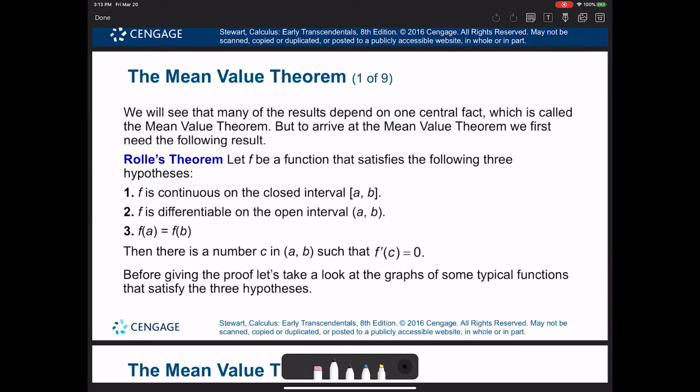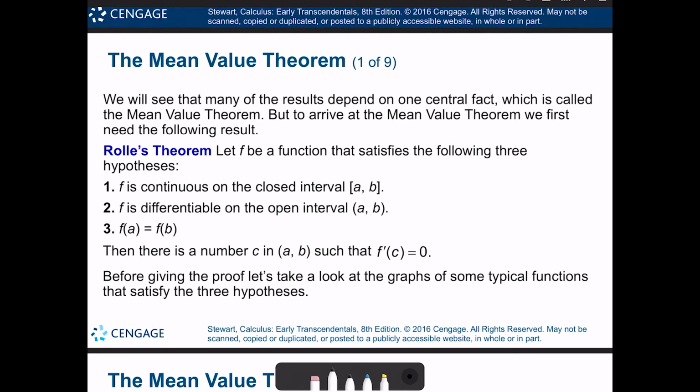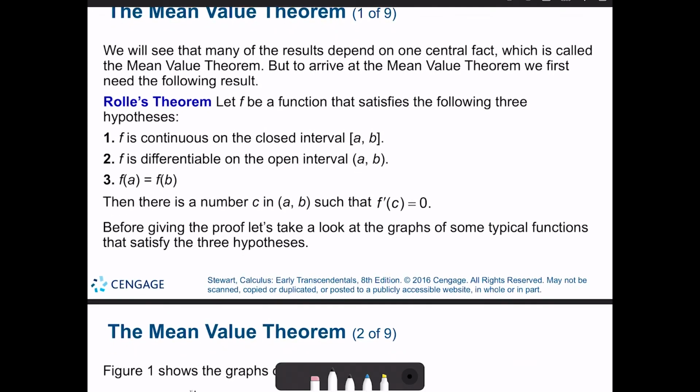Some of them I'm going to use, some of them I am not. And then after talking through these slides and making some additional notes on them, I will work out a few example problems. So when talking about the mean value theorem, the first thing that we're seeing on this slide is Rolle's theorem. And Rolle's theorem has these three hypotheses that are part of it.